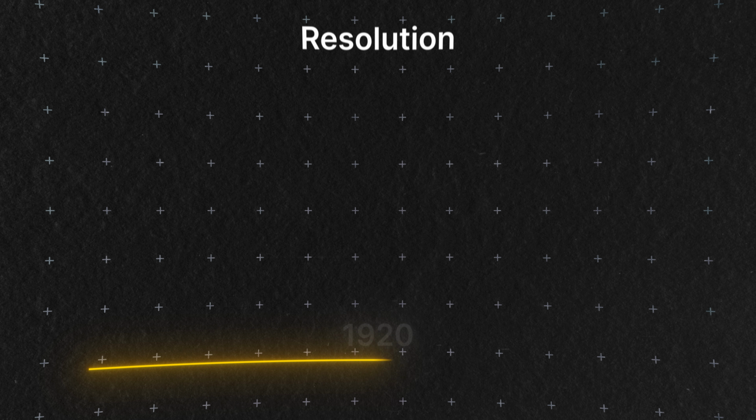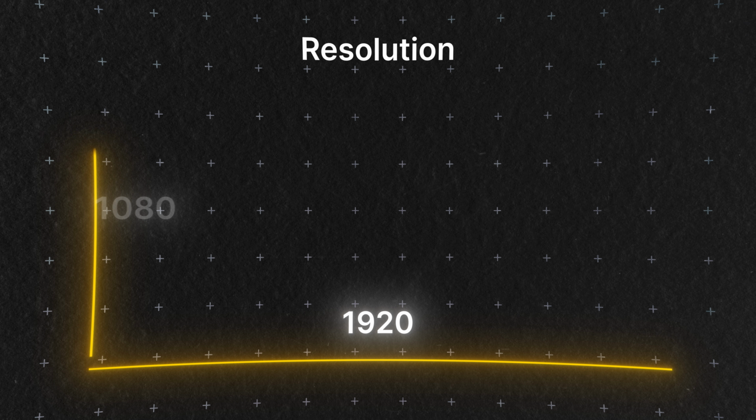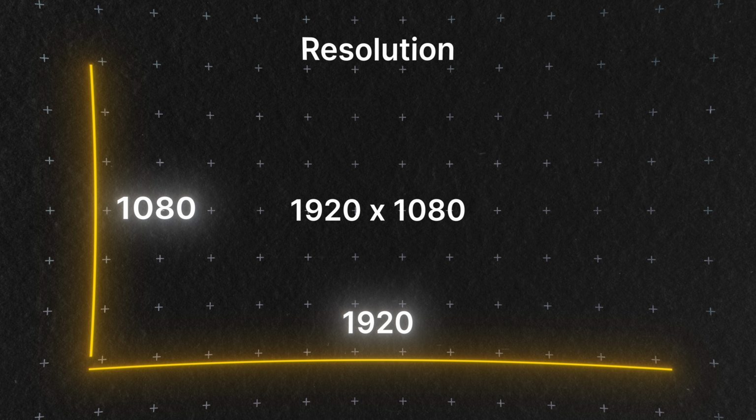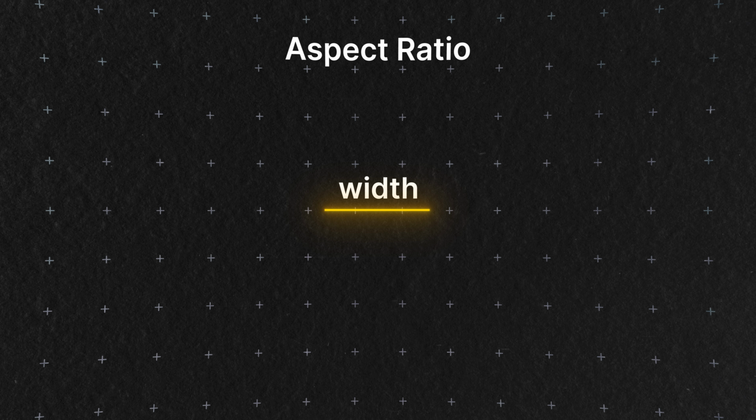If we have 1920 pixels in width and 1080 pixels in height, we have a screen resolution of 1920 by 1080, or Full HD, or 1080p. The naming scheme is a disaster, but we'll get to that train wreck in just a minute. First, we need to address the shape. This is the aspect ratio. It's simply the relationship between the width and the height.